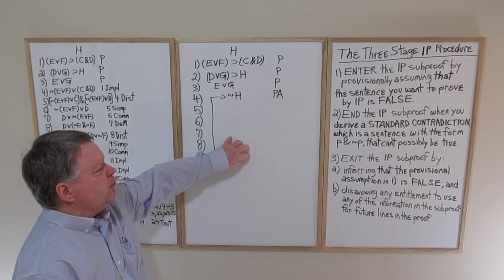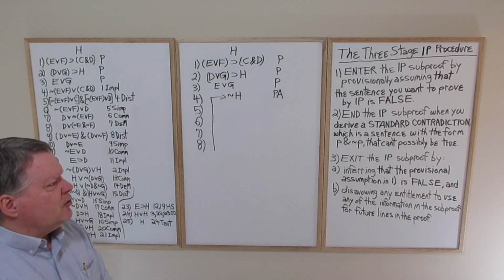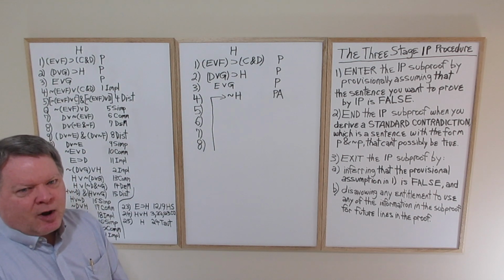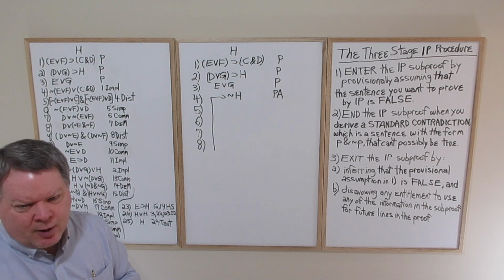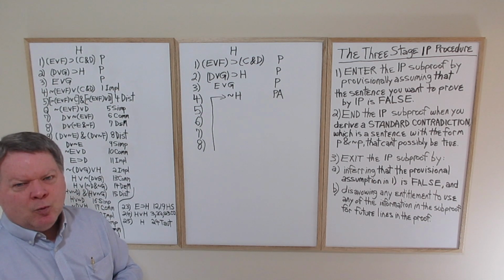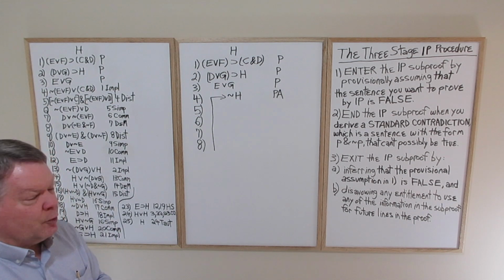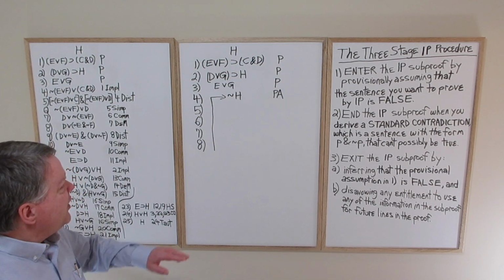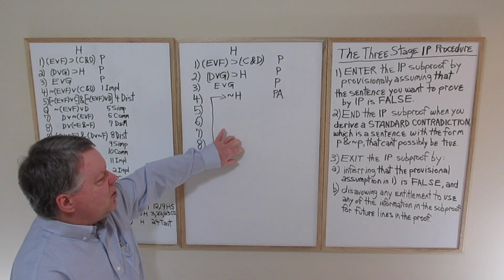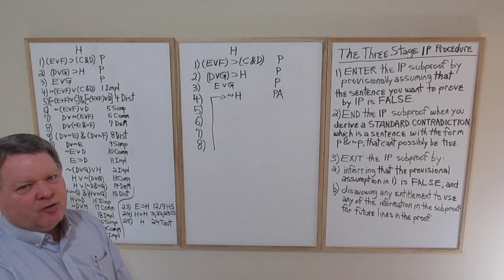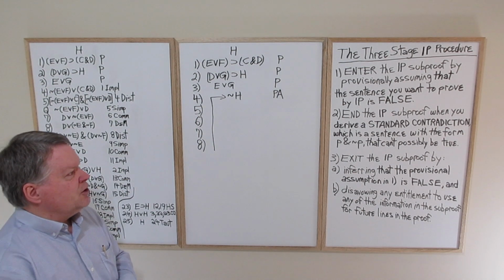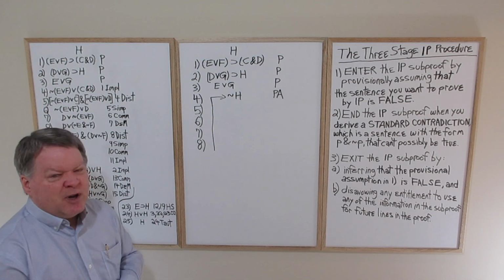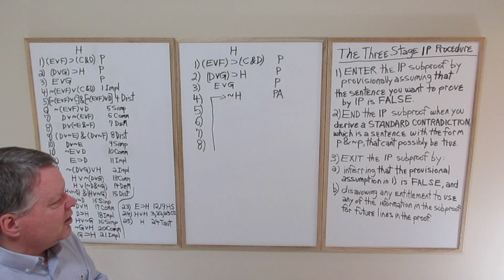This is a little bit different, ending the IP subproof with the standard contradiction, than ending the CP subproof, because with the CP subproof, you know exactly what sentence you have to derive to end the subproof, the consequent of the conditional you're after. With the IP subproof, we don't know exactly what sentence is going to end the subproof. In fact, in many situations, when you get near the end of the subproof, there's going to be a limited range of options available to you.